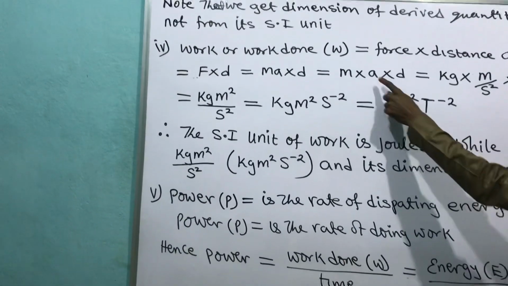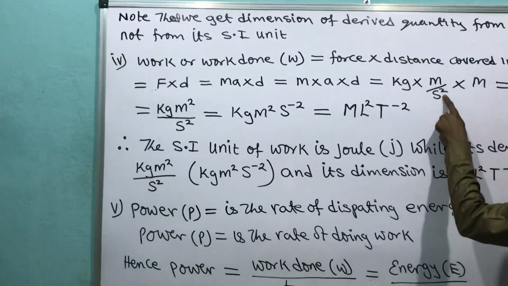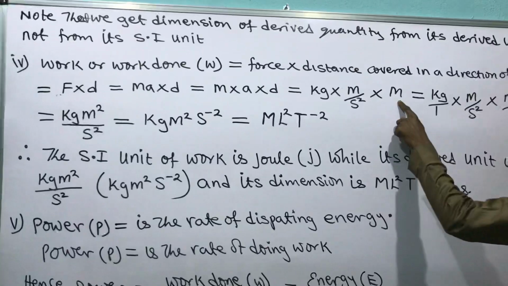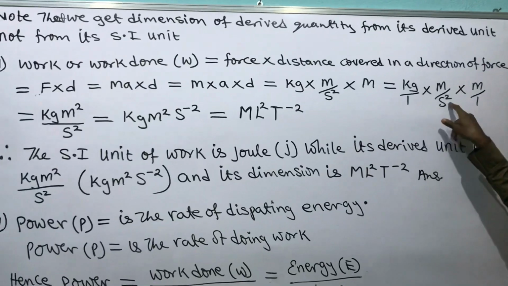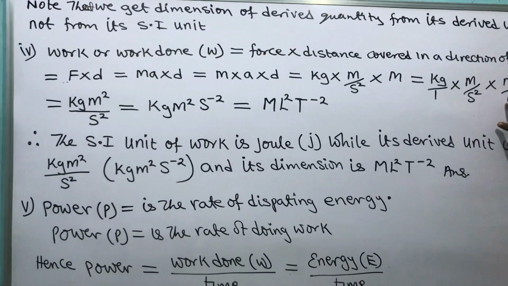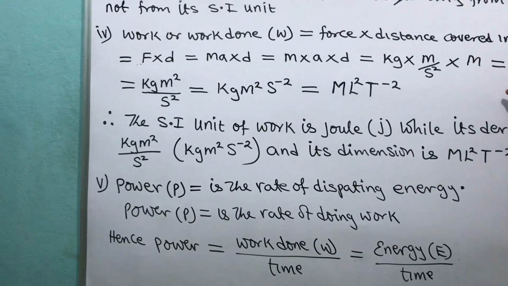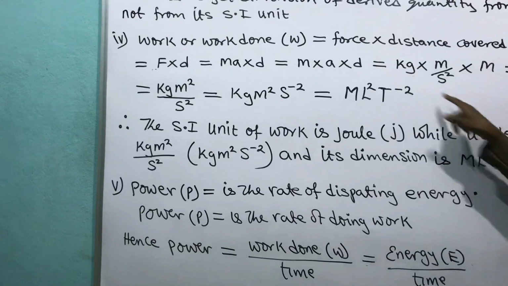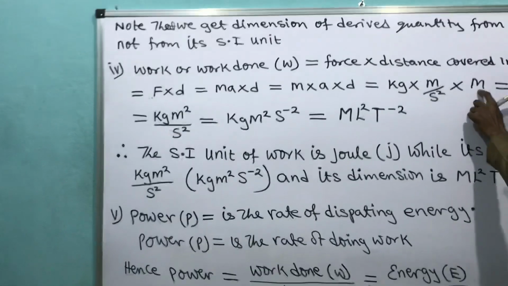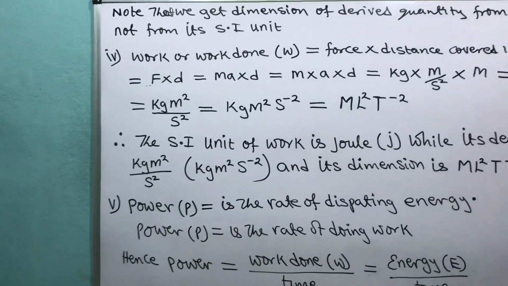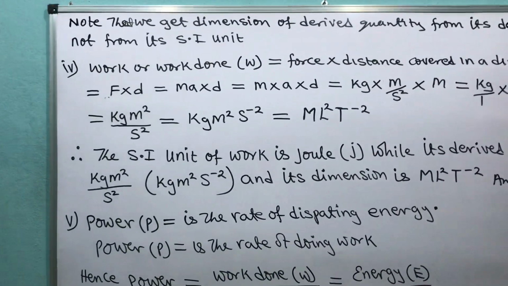It is kilogram. The unit of acceleration is meter per second squared, which we have already defined. The unit of distance is meter. This can be written as kilogram over 1 times meter per second squared times meter over 1. Kilogram times meter gives kilogram meter.